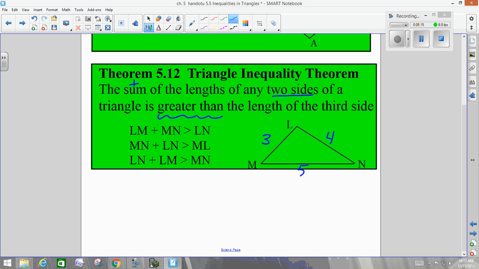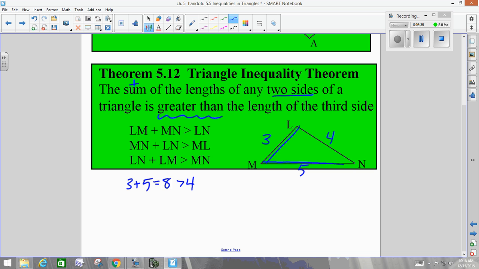Okay, here I have a triangle with lengths 3, 4, and 5. If I use these inequalities that I have written here, LM plus MN, 3 plus 5 gives me what? Is that greater than my third side? Yeah, so then we'd say it's a triangle.